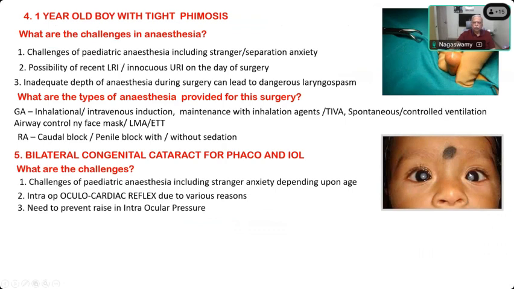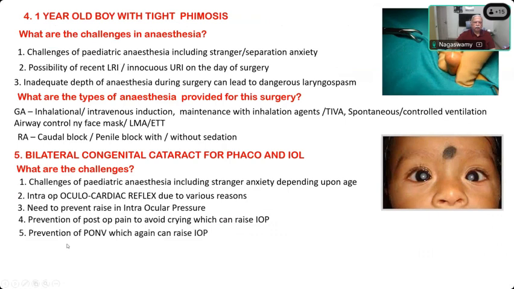So can you use ketamine in this case for induction, being a small child? No, sir. It will cause an increase in intraocular pressure. It will cause an increase in IOP. So ketamine is not an agent to be used in this case. And prevention of post-op pain to avoid crying of the child, which again also can raise the IOP. So adequate post-op pain relief is important. And lastly, prevention of post-op nausea and vomiting, which again can raise the IOP. So there are so many challenges.